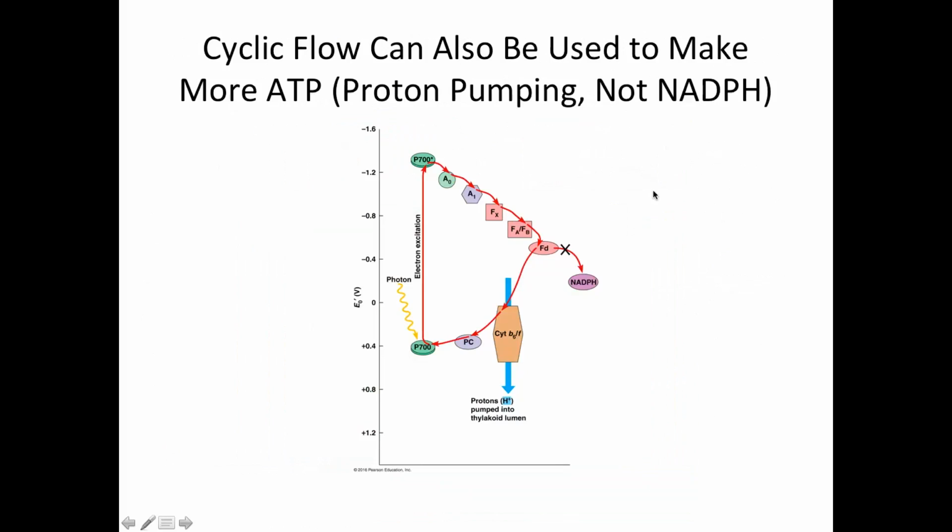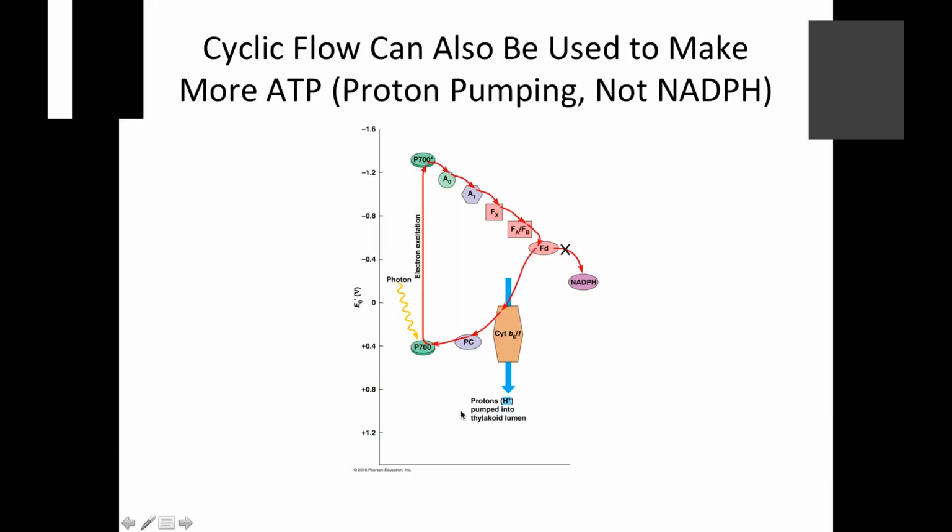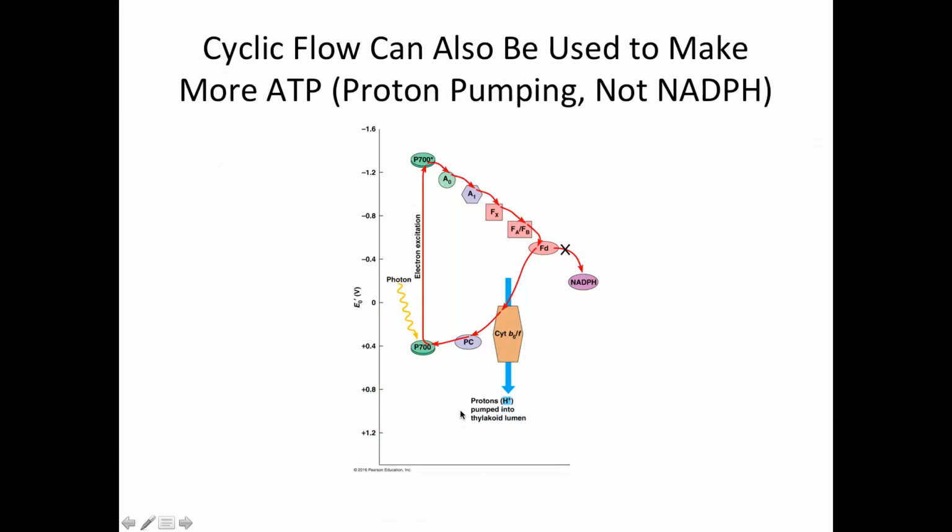Now, if the cell needs more ATP than it can generate just with those few NADPHs, it can then do cyclic flow of electrons. So rather than wasting the electrons on NADPH, it can pass them back to the cytochrome complex, which will use it to pump even more protons. Keep in mind that the protons are the thing that move through the ATP synthase, creating ATP. So it can pass them to the cytochrome complex, which will then pass them back to PS1, which will use photons to excite them, and it can go through this cyclic flow as many times as it needs to make ATP to meet its energy demands.